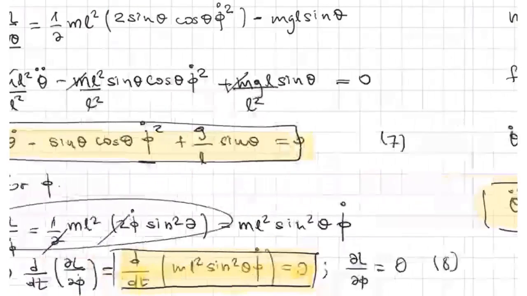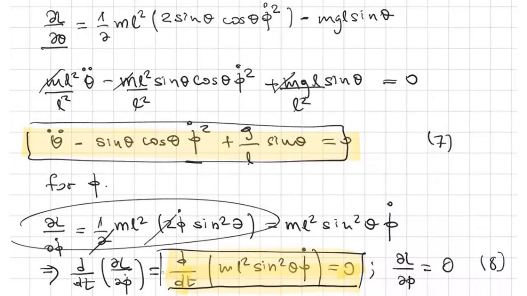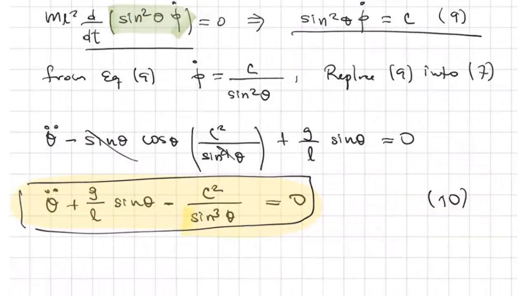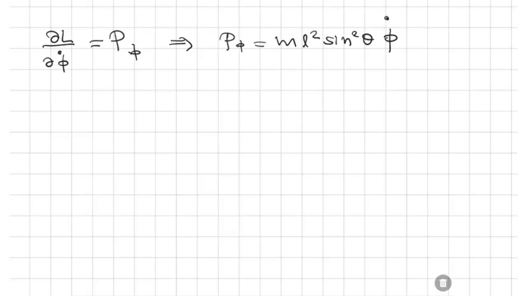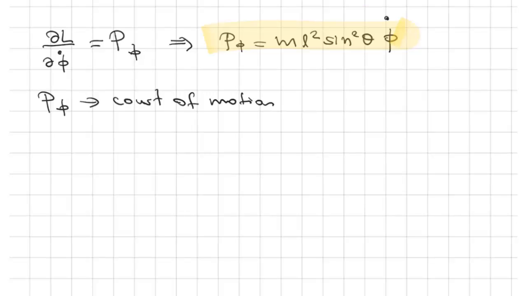We come back to this part of the problem, and we know that when we take the derivative with respect to time of that expression, it is equal to 0. That means this part, p phi, is a constant of motion, and it is recognized as the angular momentum of the system about the z-axis.